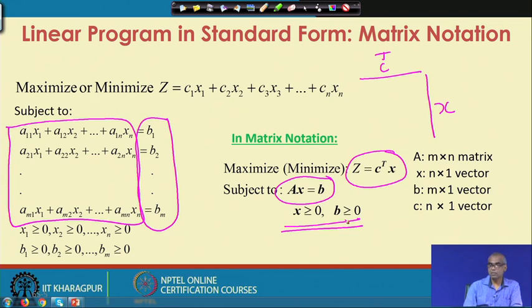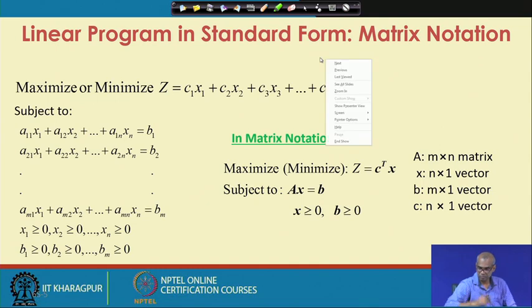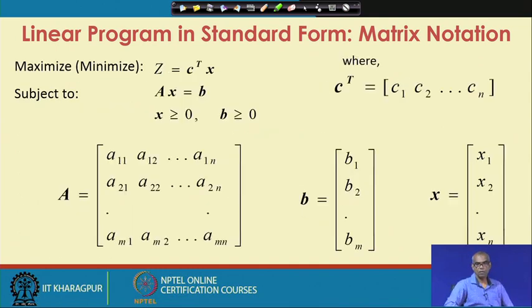So, A is an m by n matrix, x is an n vector, C is also an n vector, and b is the right hand side part of the m equality constraints. So, b is an m vector. So, the matrix notation is again presented here more elaborately.